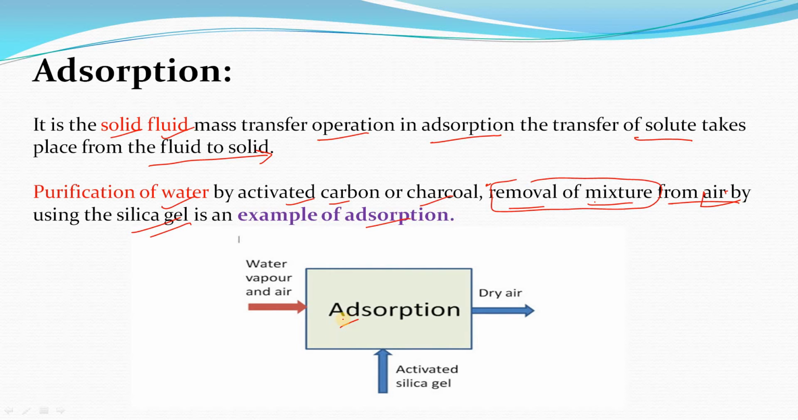Suppose this is an adsorption tower where the mixture of water vapor and air is present, and it is fed into the adsorption tower. Activated silica gel comes in from this side, and what we get is dry air. So what is the function of activated silica gel? If you know, then let me know in the comments box.